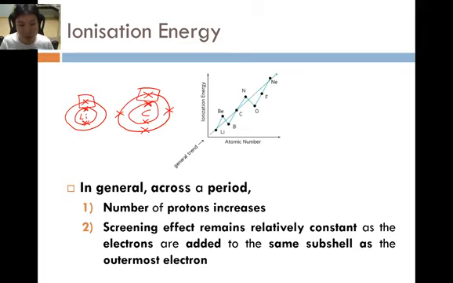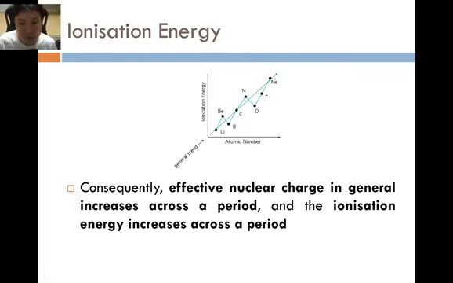Since the number of protons increases and the screening effect remains relatively constant, we can just ignore the screening effect, and the increasing number of protons means that the effective nuclear charge actually increases across a period. Since the effective nuclear charge increases across a period, the attraction between the nucleus and the valence electron increases and the ionization energy will go up. Hence this explains why across the period the general trend is that the ionization energy increases. Consequently, the effective nuclear charge in general increases across a period and the ionization energy increases across a period.